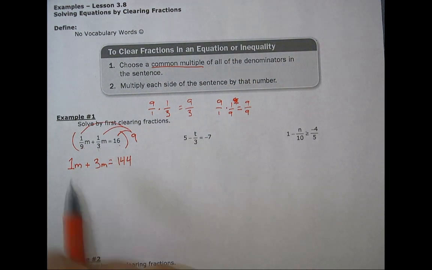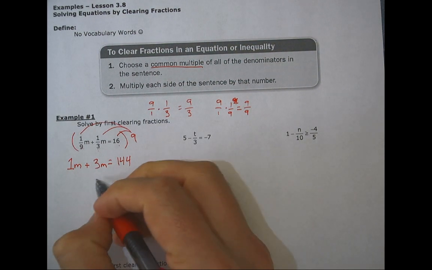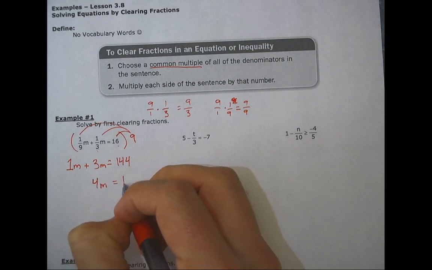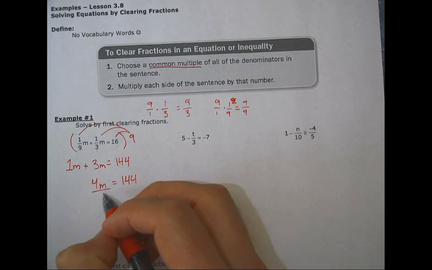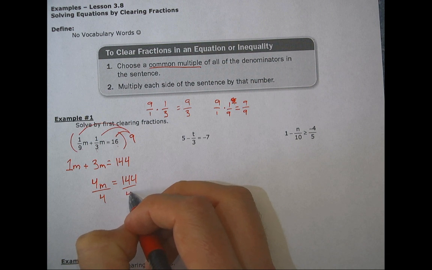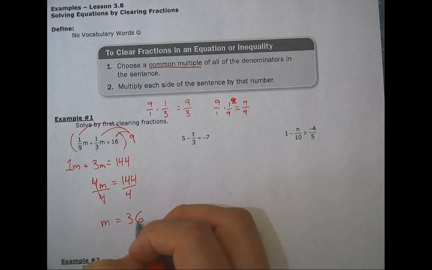And at this point, now I have a nice, easy problem to solve. A 1m plus a 3m is a 4m. And so I'm just going to divide by 4. And m equals 36.